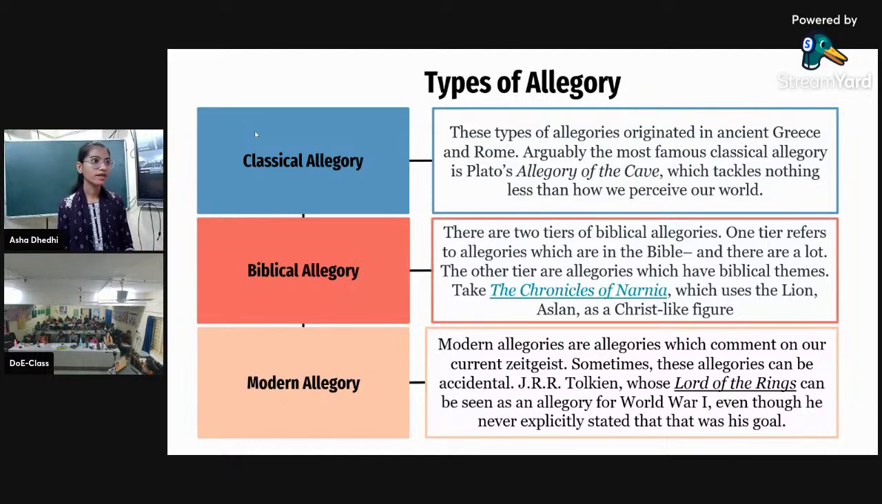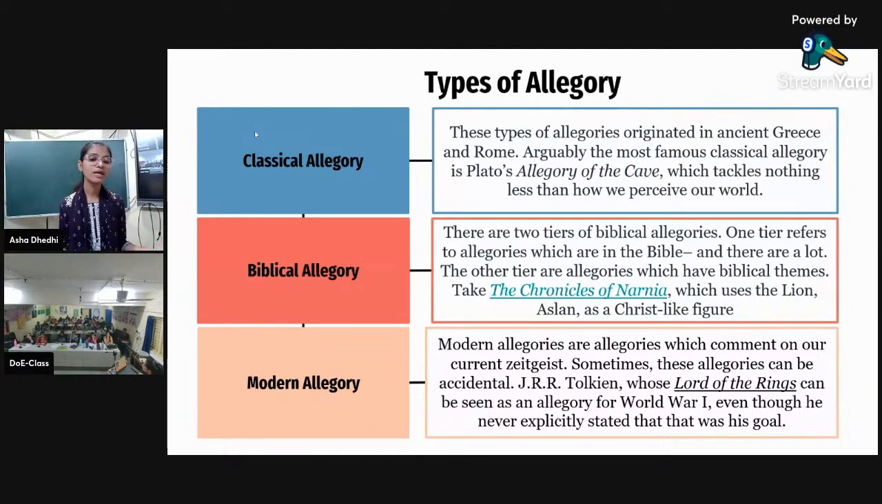And the best example that we have is Plato's allegory of the cave. You might all have studied this story, that people who are living in the cave consider that whatever they are seeing is the real world, but that is not the real world, right? That is only a shadow of the objects, coming from the light of the sun. So that is an allegorical story, and that is also an example of classical allegory.